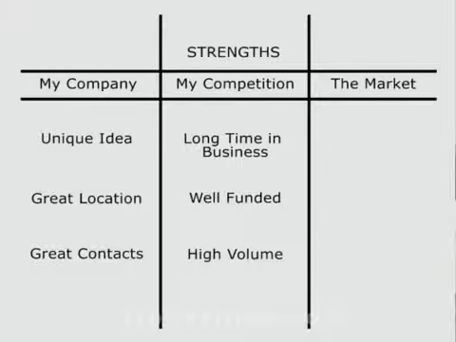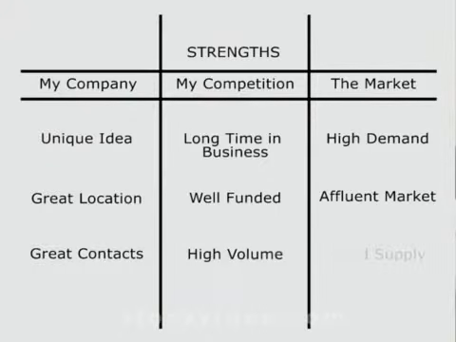And in the third column, you're going to write all of the strengths relative to the market in general. Maybe there's a high demand for your product or service right now. Maybe your demographic, your target market, is very affluent. And maybe there's a very good supply of products available to you right now. Those would all be strengths in the market. Now let's turn to the second page. At the top of that page, write the word weaknesses.